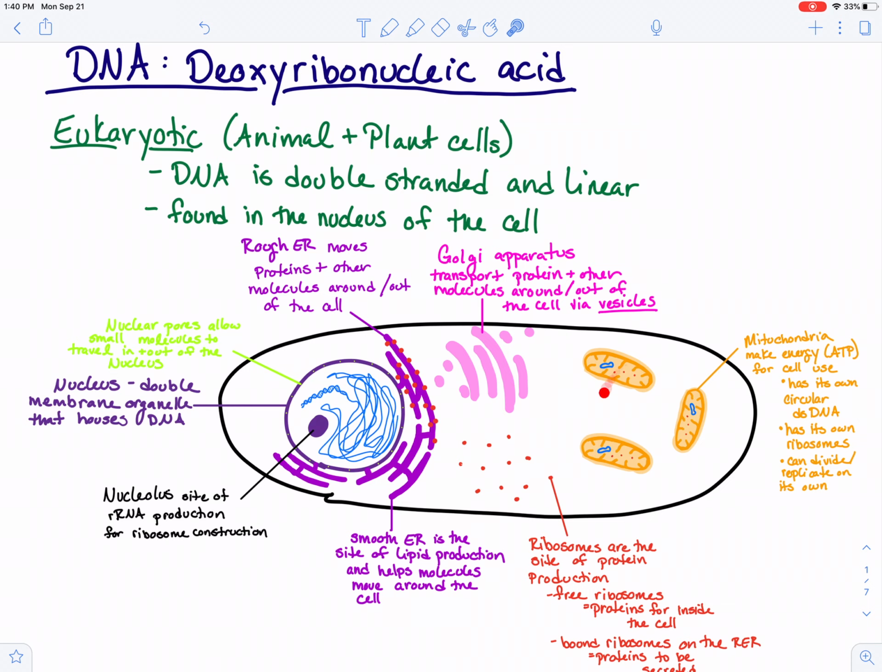And then we have the mitochondria, which were really interesting if you remember, because they make their own ATP for the cell. They also have their own circular DNA. That DS stands for double-stranded, so they have their own circular double-stranded DNA. They have their own ribosomes, and they can divide and replicate on their own, which are interesting attributes for an organelle.